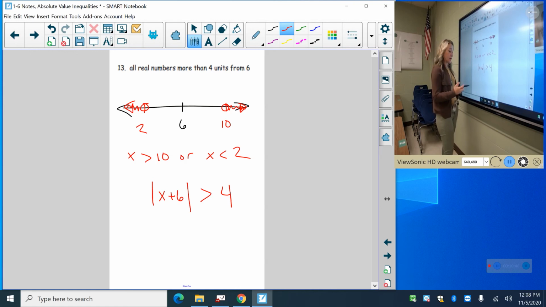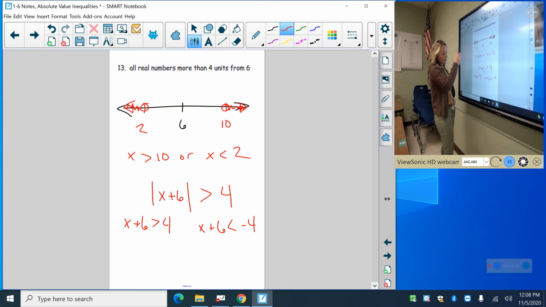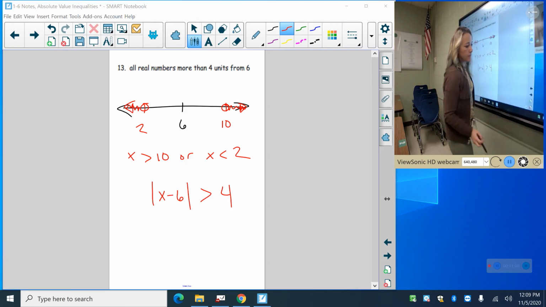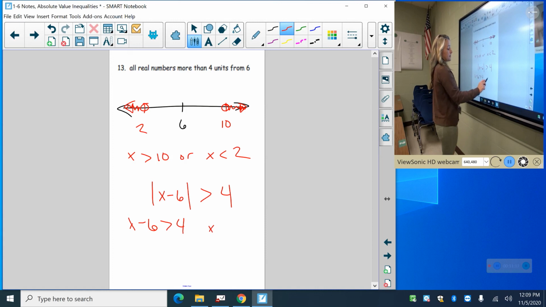So let's double check that. So if I have x plus 6 is greater than 4 and x plus 6 is less than negative 4, we gotta flip the sign. Okay, if I subtract 6, oh, I messed up, it needs to be minus 6. All right, let's look at that again. It has to be minus 6. So we have x minus 6 is greater than 4, and x minus 6 is less than negative 4.